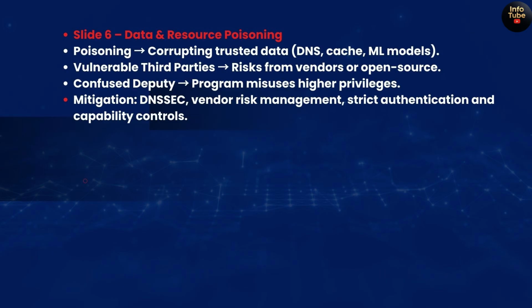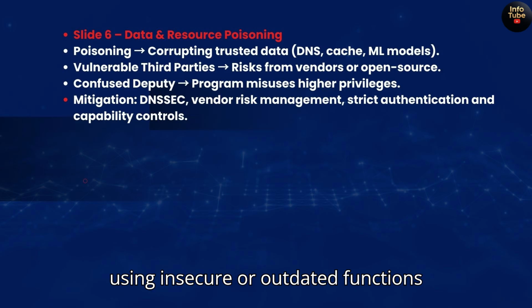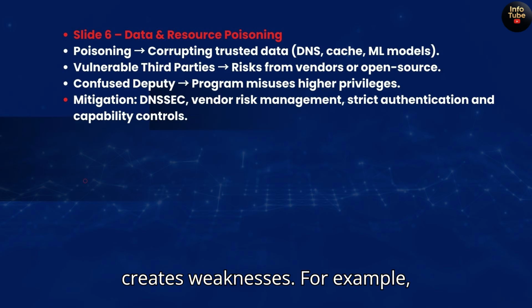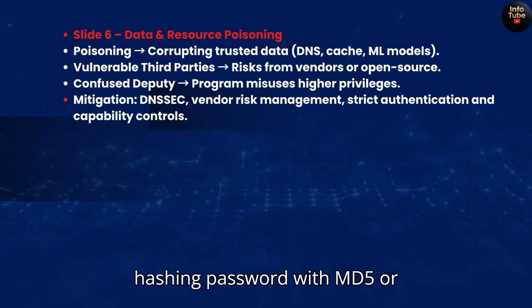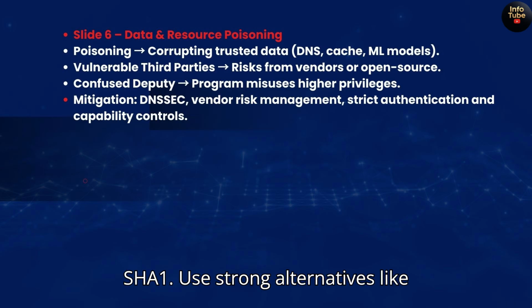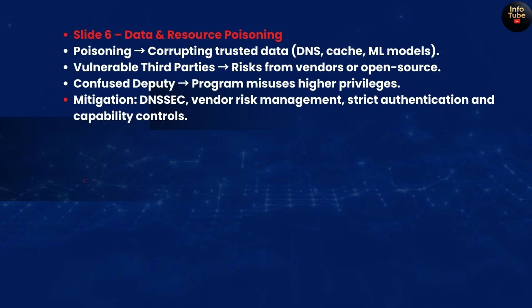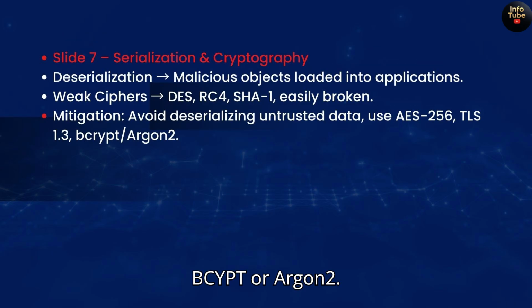Deprecated functions. Using insecure or outdated functions creates weaknesses. For example, hashing passwords with MD5 or SHA-1. Use strong alternatives like bcrypt or Argon2.